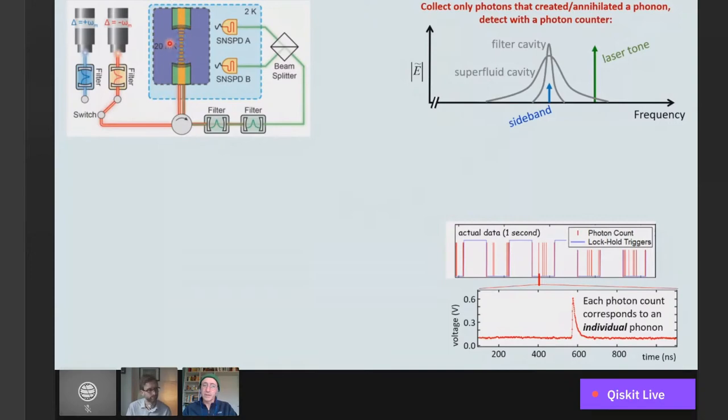It doesn't tell us what the acoustic mode was. Maybe it gives us a bit of information about it, but it says for sure, whatever it was, you just added exactly one phonon to it.